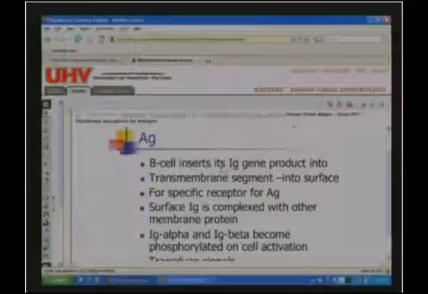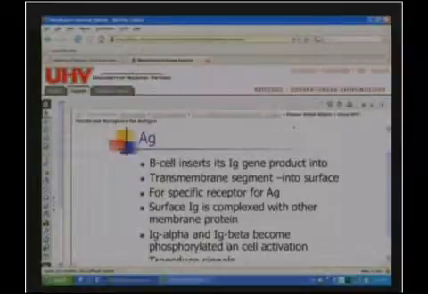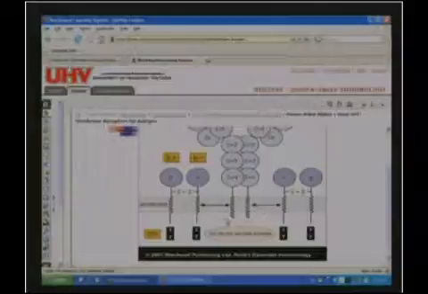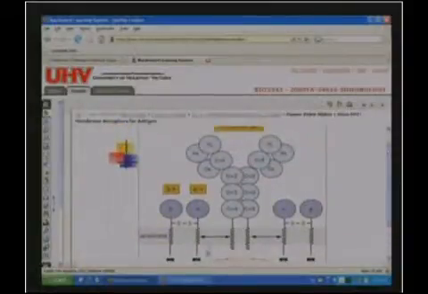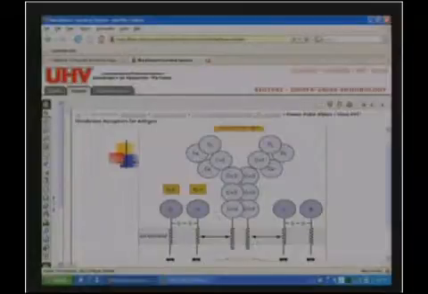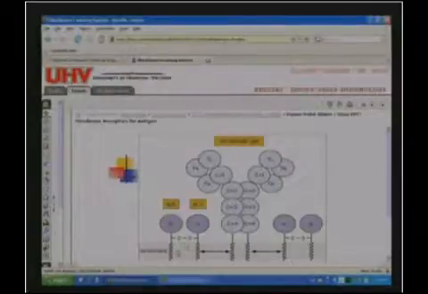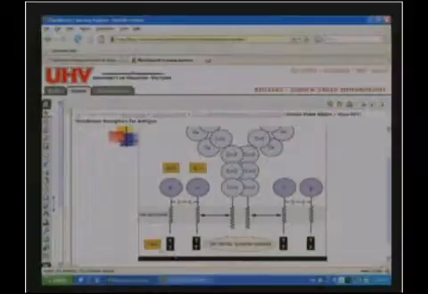Antigen: the B cell inserts the Ig gene product into transmembrane segments on the surface. We did study this, Ig-alpha, Ig-beta, which also transduce the signals. These are the molecules: alpha, beta, disulfide, alpha, beta. So this membrane IgM can bind with the antigen, but it cannot induce the signal. The signal is induced by these alpha and beta chains. They are called the ITAMs.